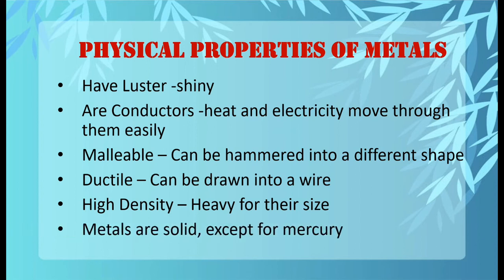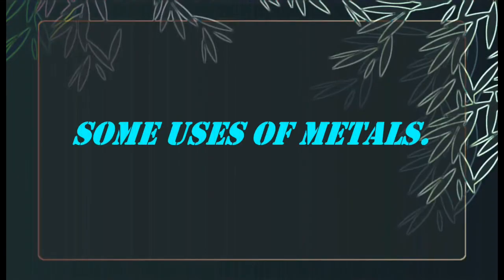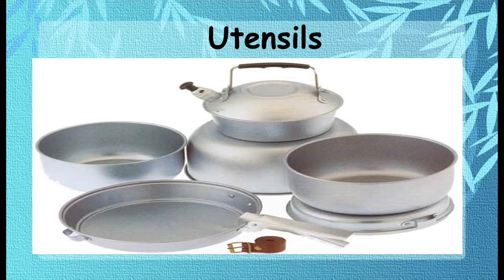Let's have a look at some of the uses of metals. In a previous class, you were told that there are various utensils which are made of aluminium. Earlier, aluminium was used very much. Nowadays, you have stainless steel utensils in your houses. But remember that metals are combined to form the normal things, like your utensils. What are we learning about?